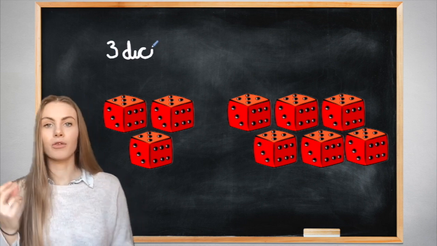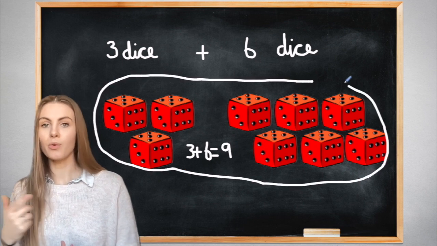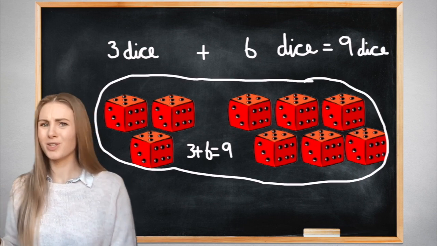Well, let's write that out. You've got 3 dice, add 6 dice. In total, 3 add 6 is 9. So altogether, you've got 9 dice. What's that got to do with fractions?